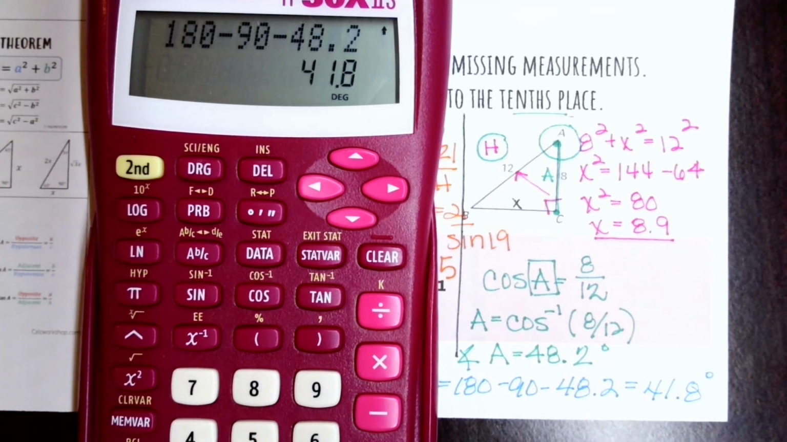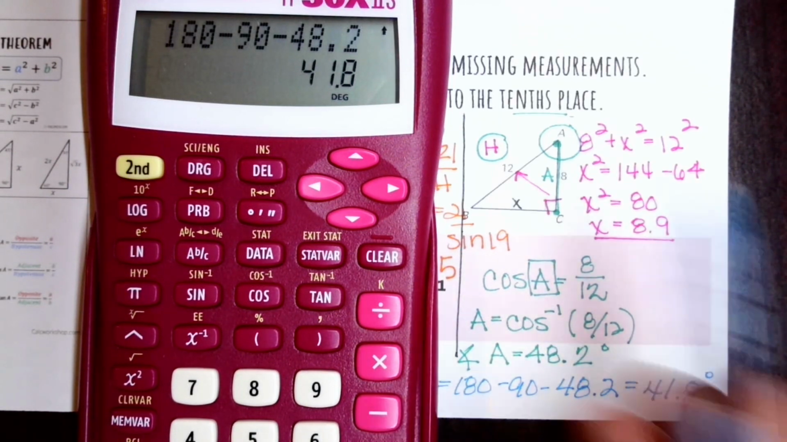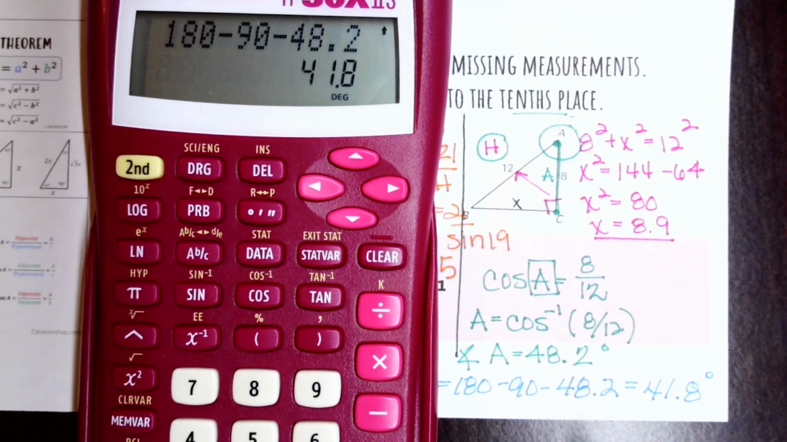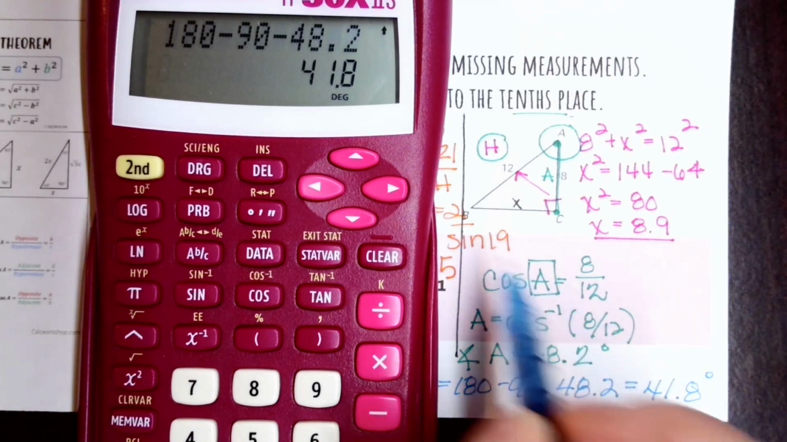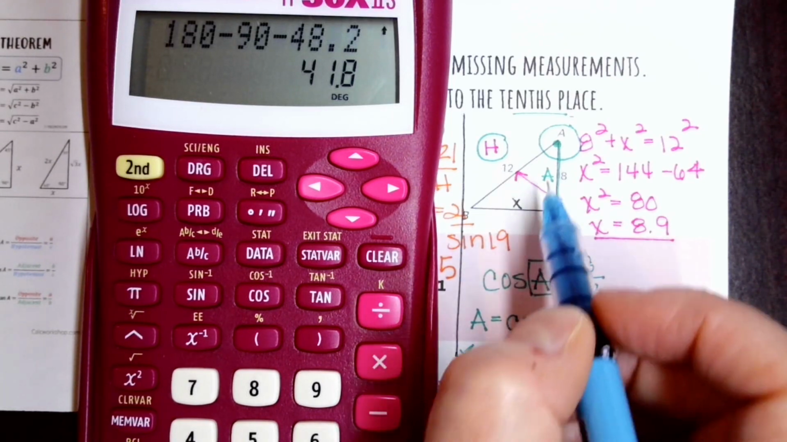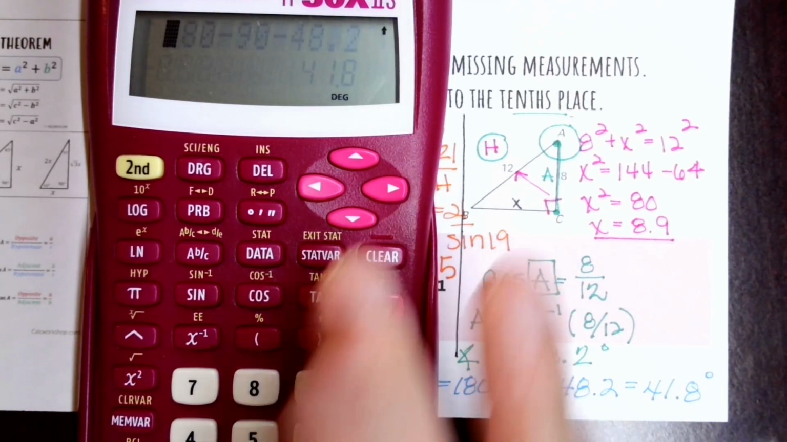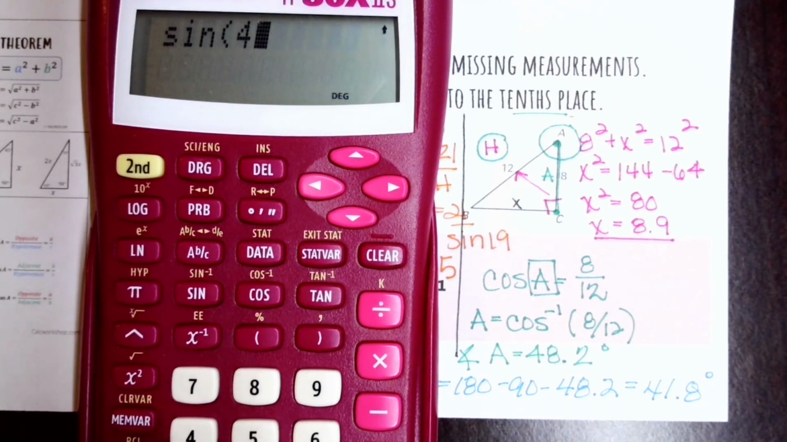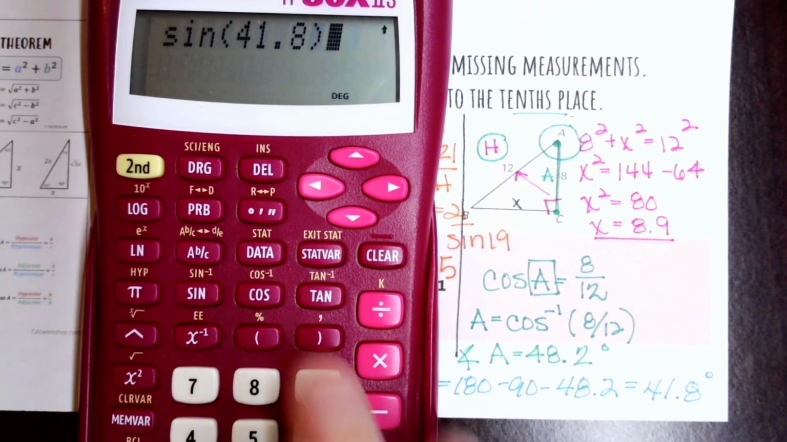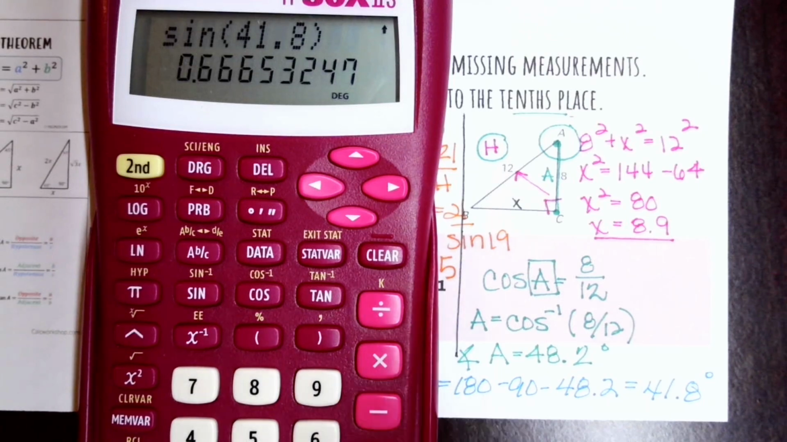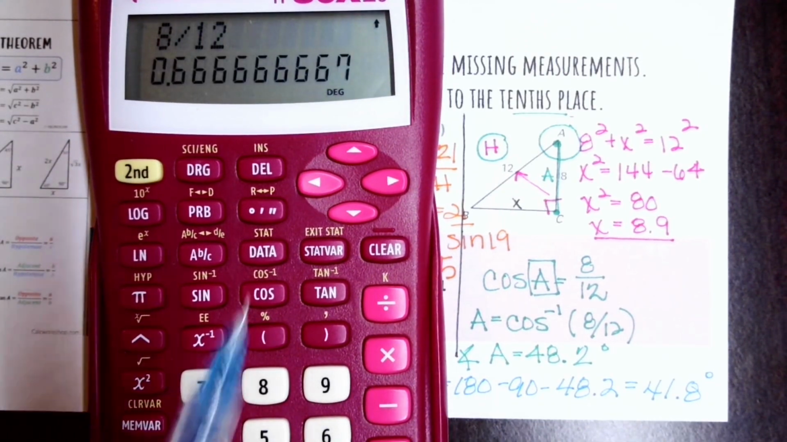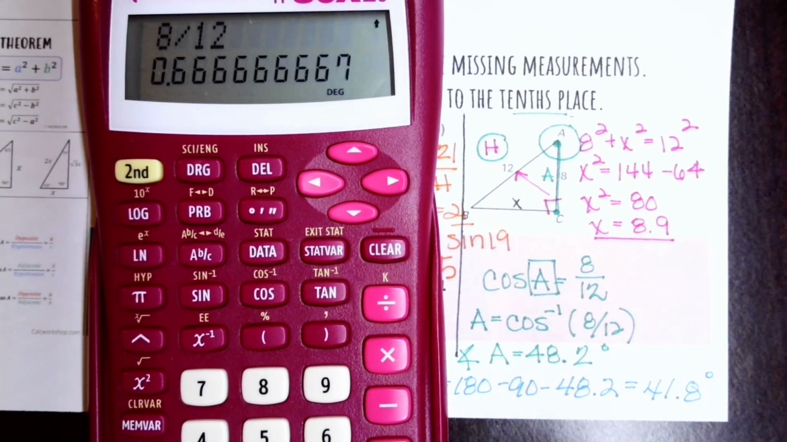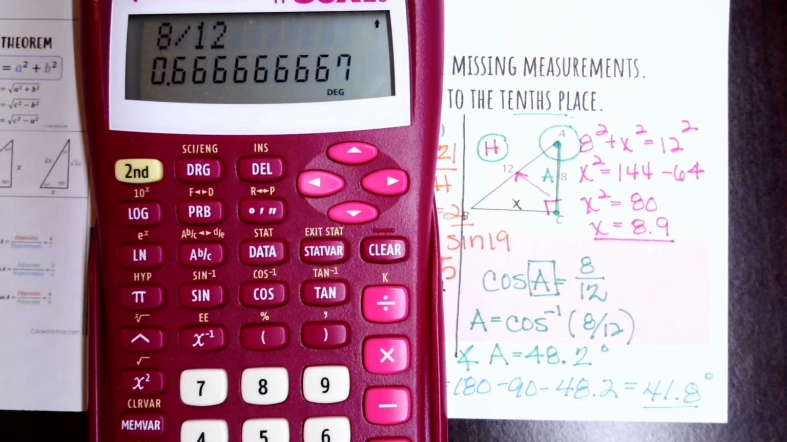And again, if you're not sure, you can always do the trig and double check your answer. Okay, so if I did that, this should be the sine, right? So the sine of this should be equal to 8 over 12. So if I check that real quick, sine of 41.8, okay, that's about 0.6 or so. If I take 8 divided by 12, again, 0.6 or so. So they come out to about the same thing. So again, you can always use the trig to check your answers to make sure that you've got them correct.